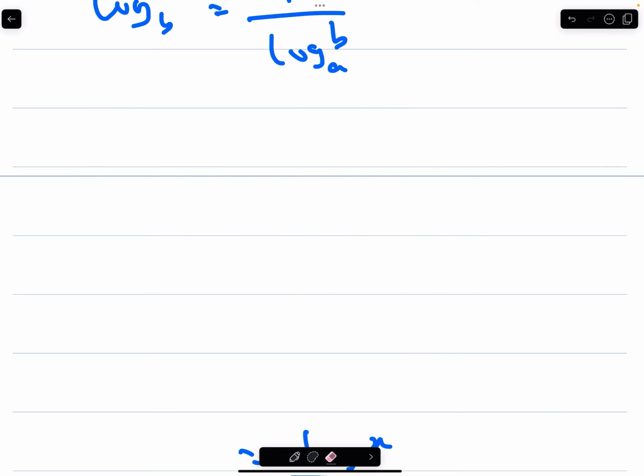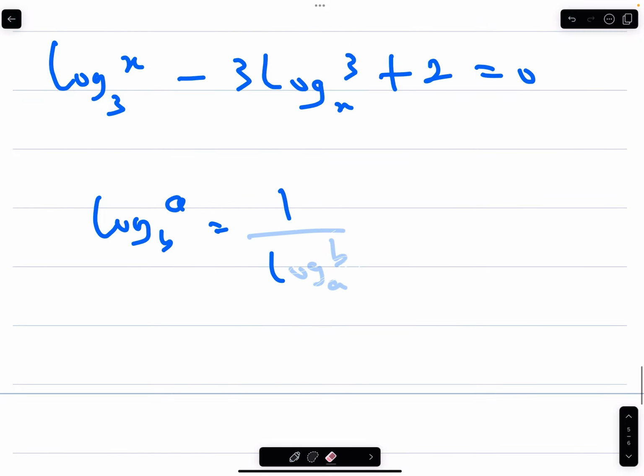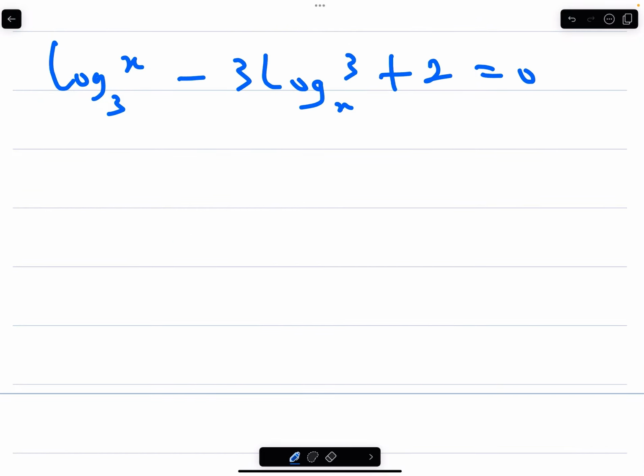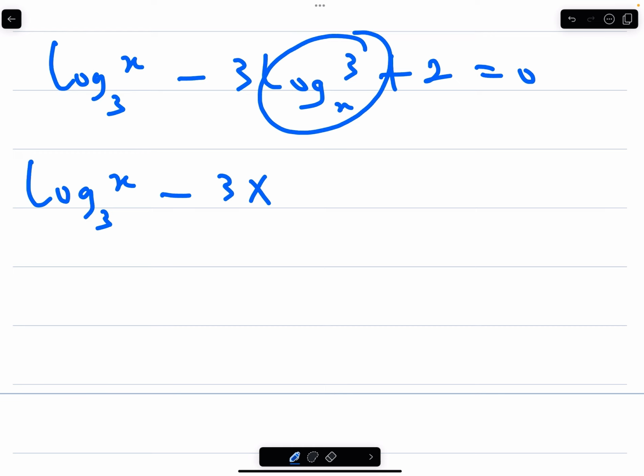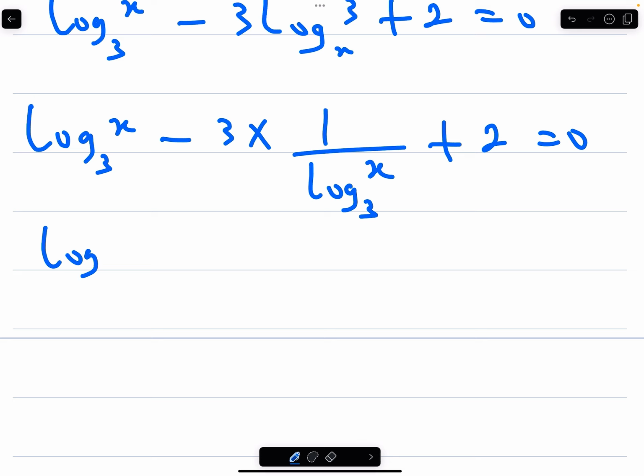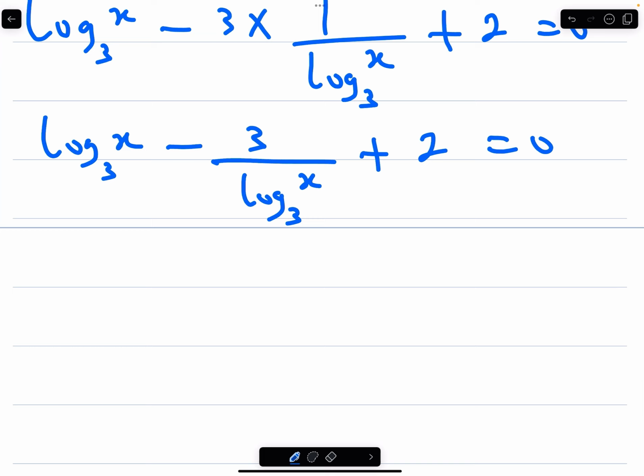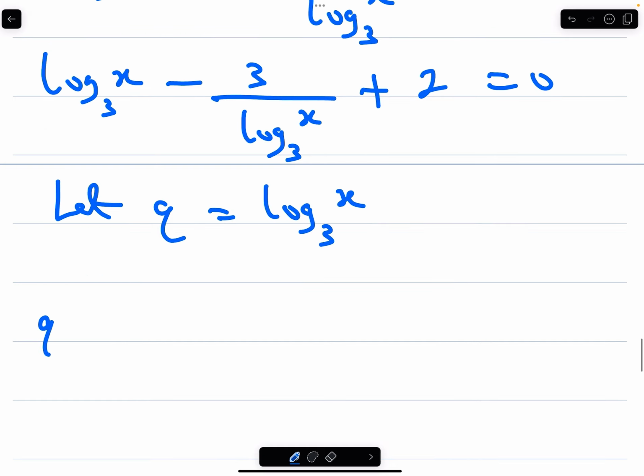So let's take all of this out first, and now the equation becomes, what does the equation become? The equation becomes log x base 3 minus 3 times log 3 base x, which is the same as 1 divided by log x base 3, plus 2 equals 0, and that simply means log x base 3 minus 3 over log x base 3 plus 2 equals 0. Now let q be equal to log x base 3. That simply means q minus 3 over q plus 2 equals 0.